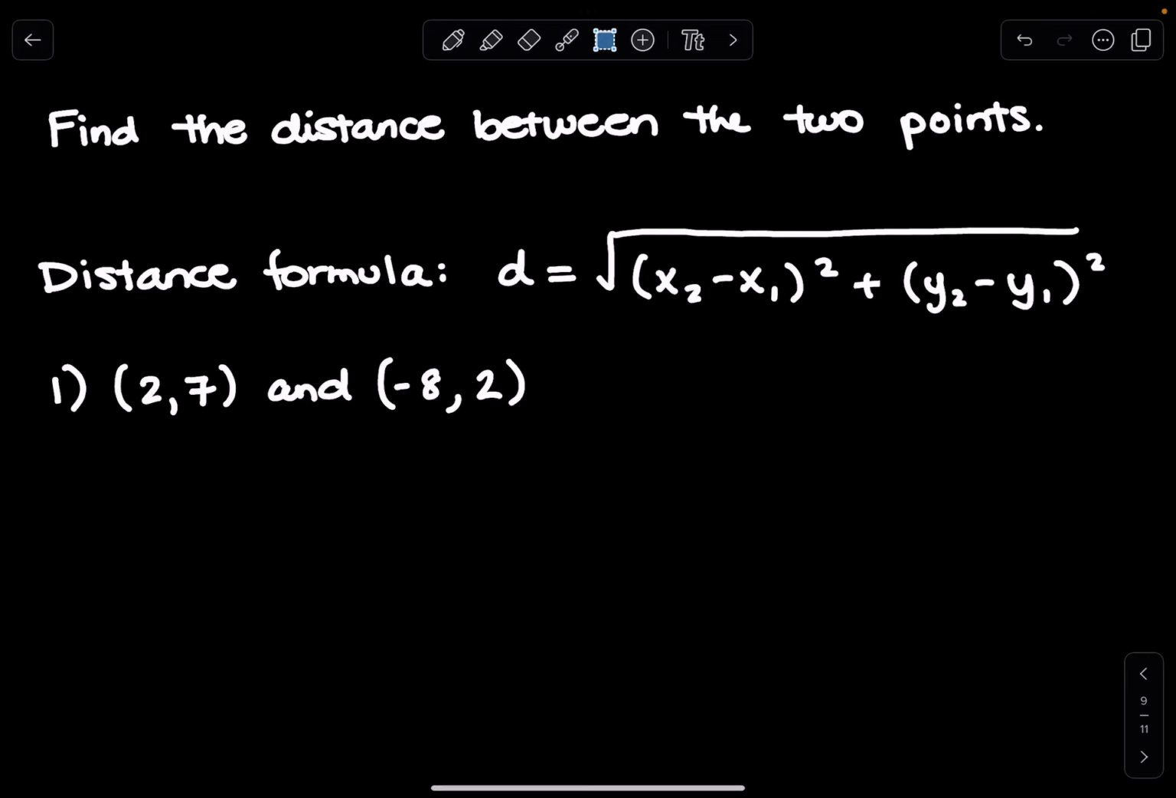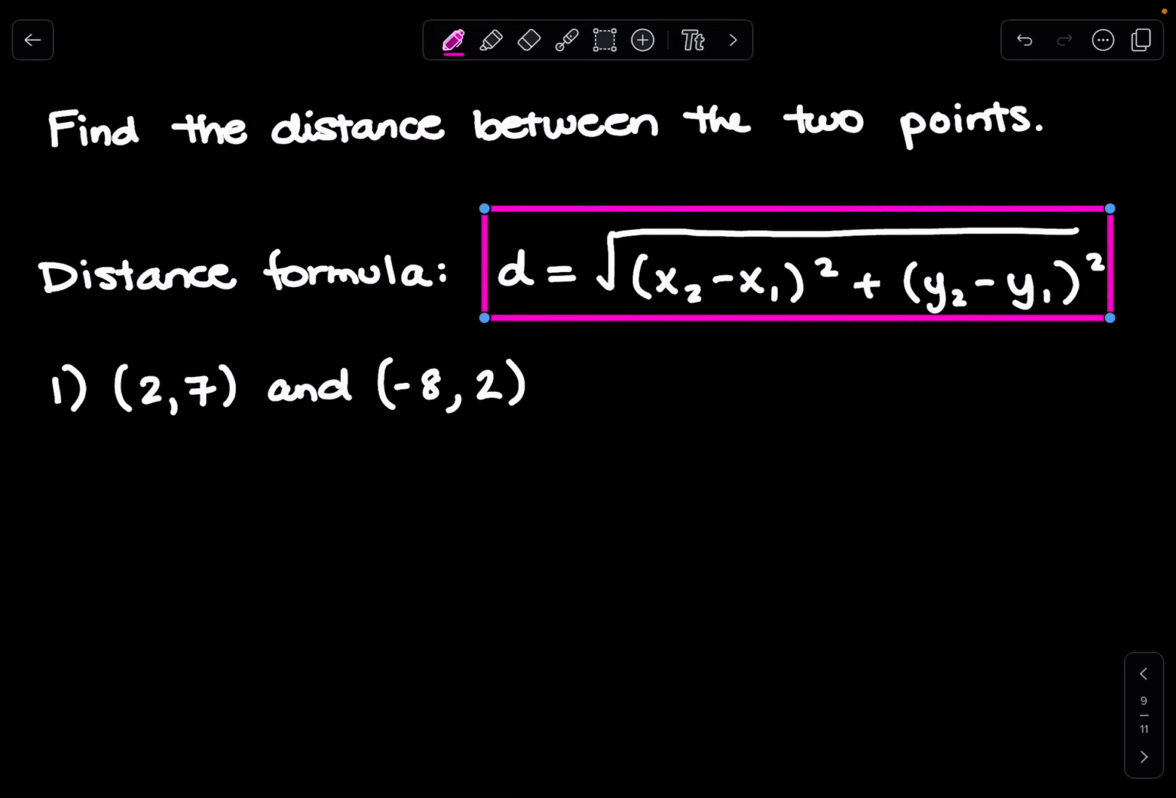What's up, everybody? Today we're going to find the distance between 2 points using the distance formula. Now, I know the distance formula can look big and scary and ugly. However, we are going to make this as simple as we can possibly make it.